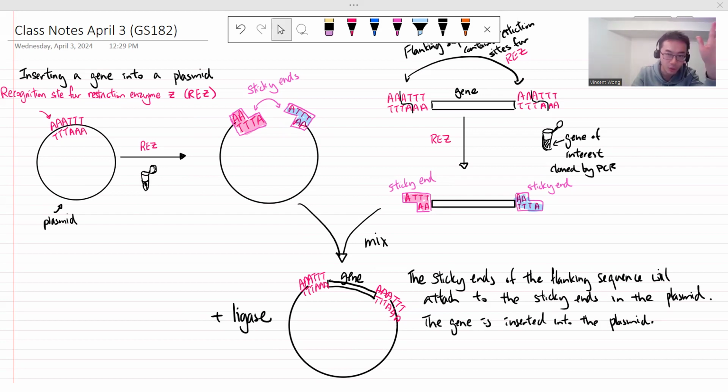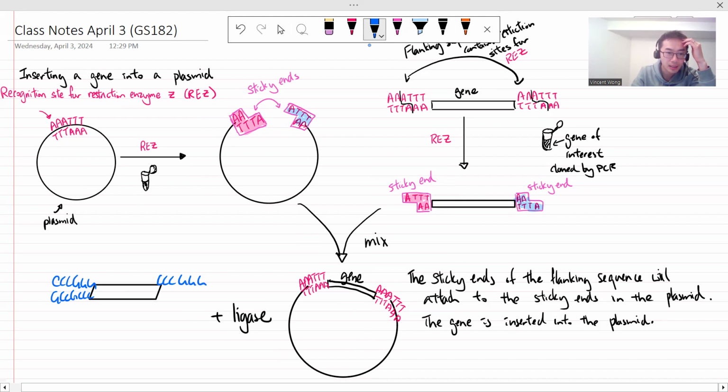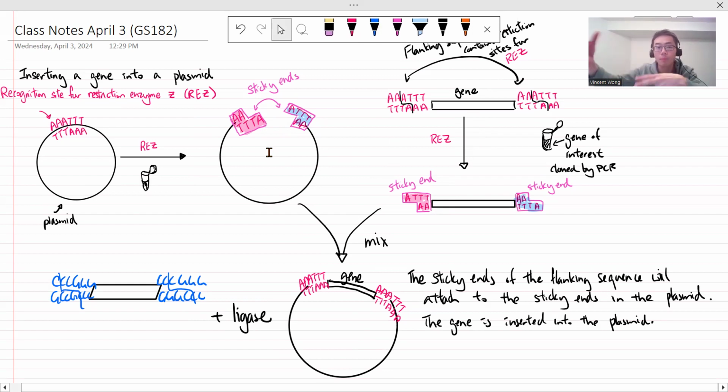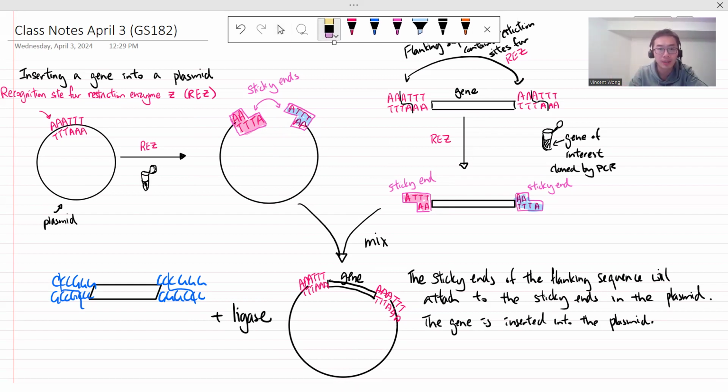For those of you who are not sure, for example, don't copy this down, but let's say I have another gene here. This time the ends are like CCC, GGG, GGG, CCC, like that. Just watch. If you cut this thing, then the CG is not going to bind to the AT, right? It's not complementary. That's why the flanking sequence in the gene must be the same recognition site as the one in the plasmid. Otherwise, you won't be able to connect them together. You know what I mean?